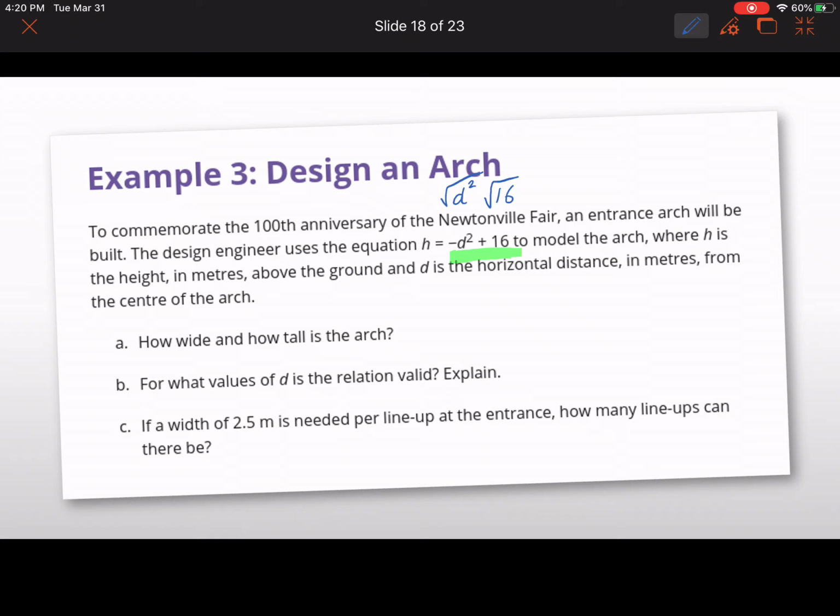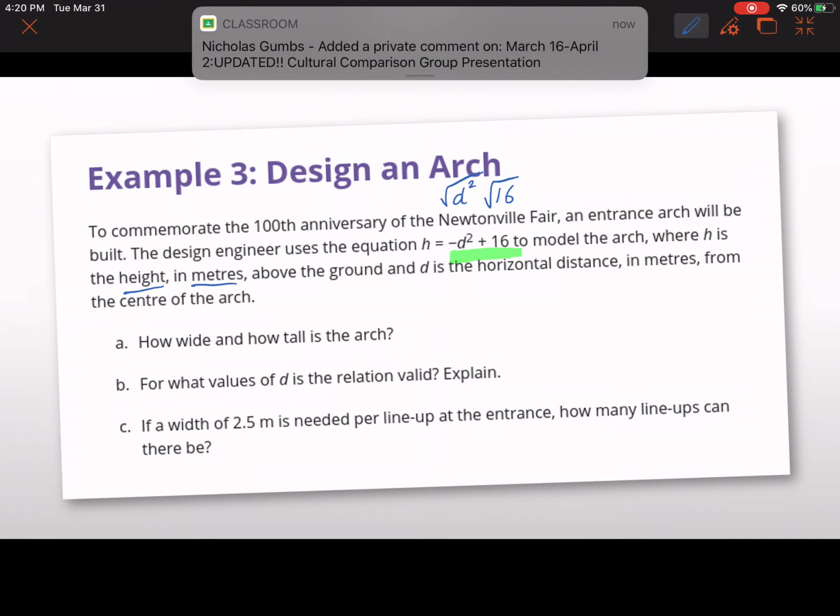Let's finish reading it first. The design engineer uses the equation h equals -d squared plus 16 to model the arch, where h is height in meters. So we always want to underline our important information. Above the ground, and d is the distance horizontally in meters from the center of the arch. How wide and how tall is the arch? For what value of d is the relation valid? Explain. If a width of 2.5 meters is needed per lineup at the entrance, how many lineups can there be?